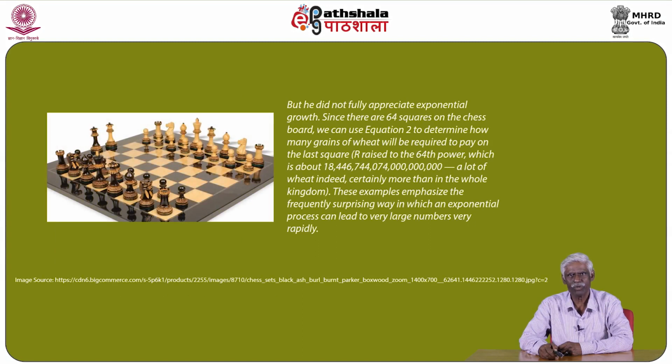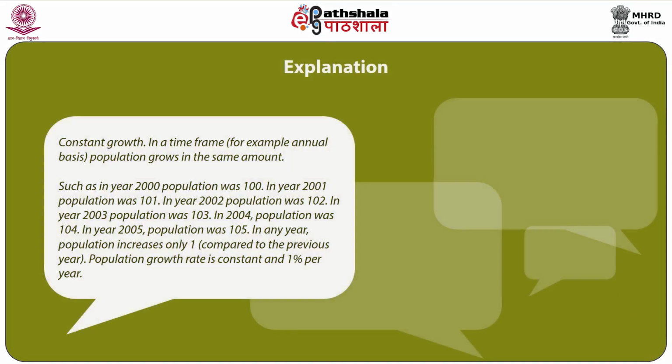Since there are 64 squares on the chessboard, we can use equation 2 to determine how many grains of wheat will be required to pay on the last square, or 2 raised to the 64th power, a lot of wheat indeed, certainly more than in the whole kingdom. These examples emphasize the frequently surprising way in which an exponential process can lead to very large numbers very rapidly. The explanation here is as follows.